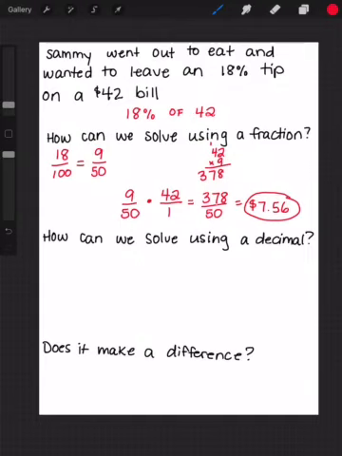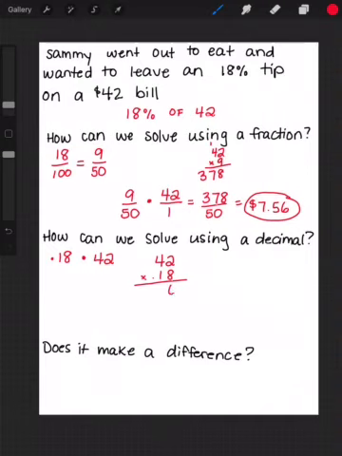Well, let's see what happens when we do the same problem using a decimal. So again, 18%. What is 18% as a decimal? It's going to be 0.18. 0.18 of multiplication 42. So I'm multiplying them. So I have 42 times 0.18, and I'm going to multiply it out.